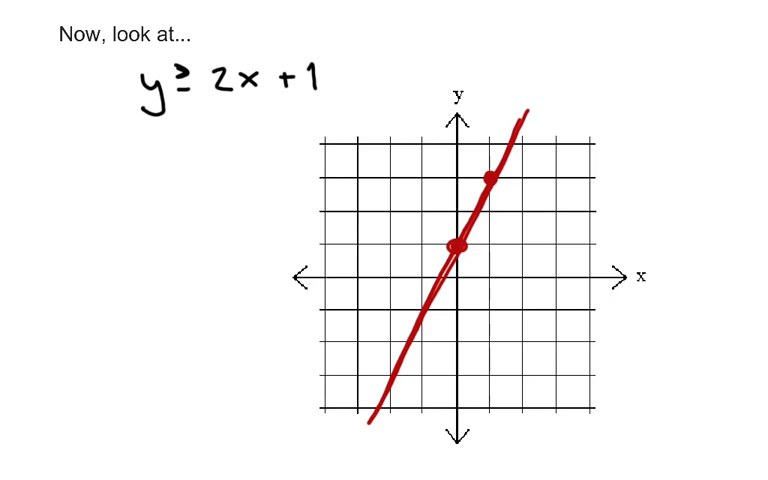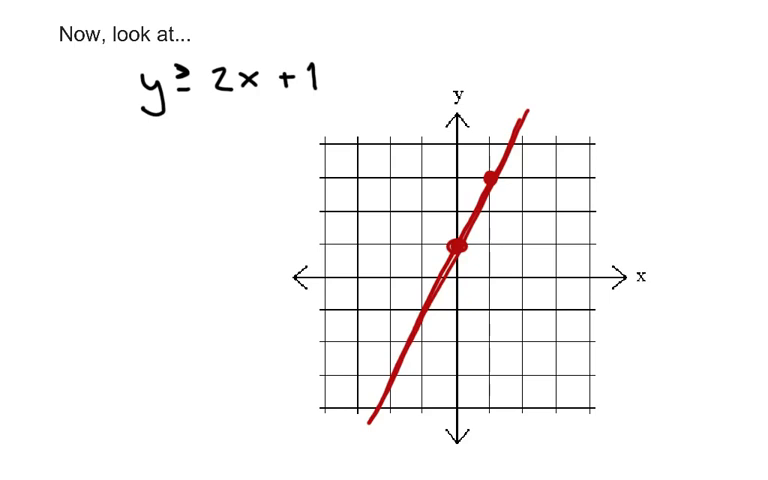But this is an inequality. We have infinitely many solutions, and it's not just going to be everything that's on the line. Everything that's on the line is when y is equal to 2x plus 1. But what about all the times where y is greater than 2x plus 1? So what we should do is test a couple of points.